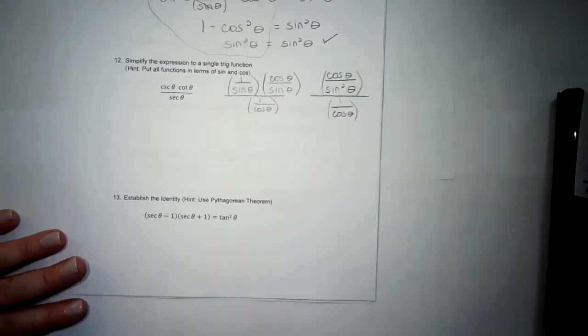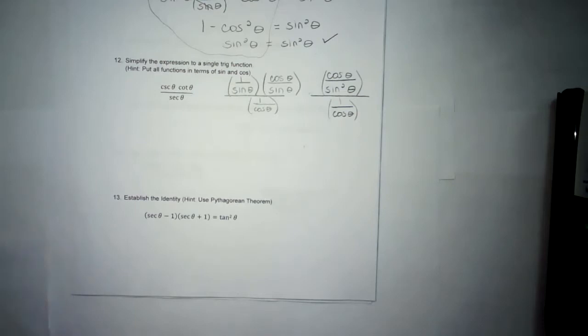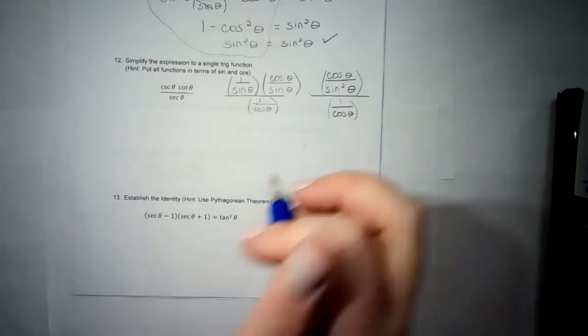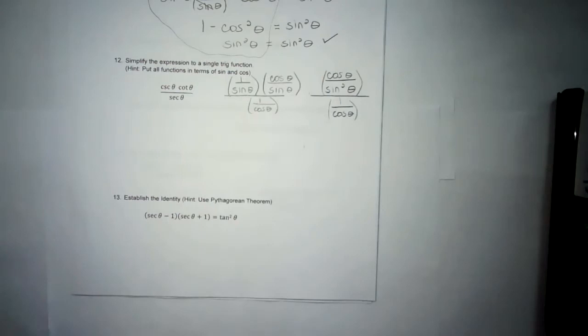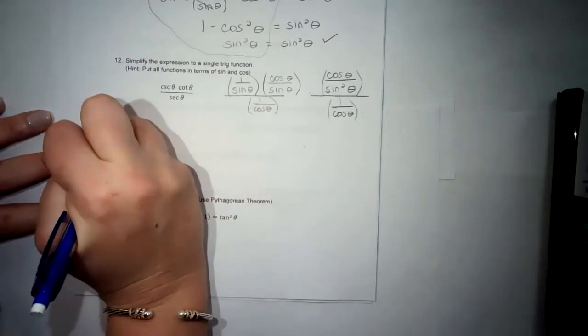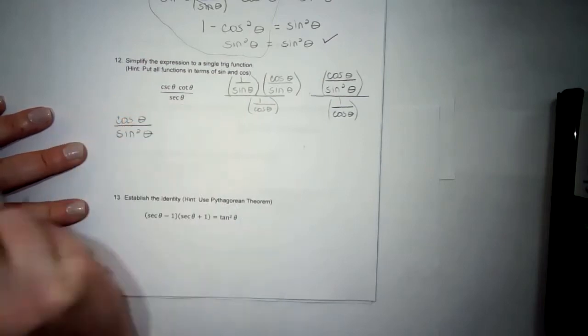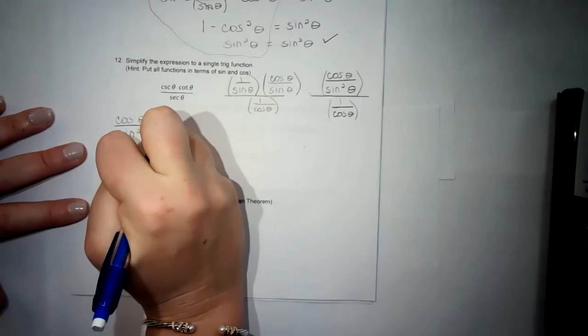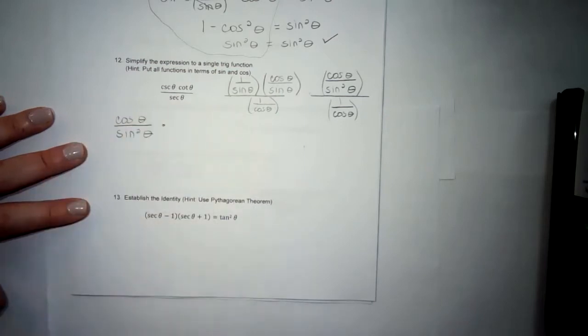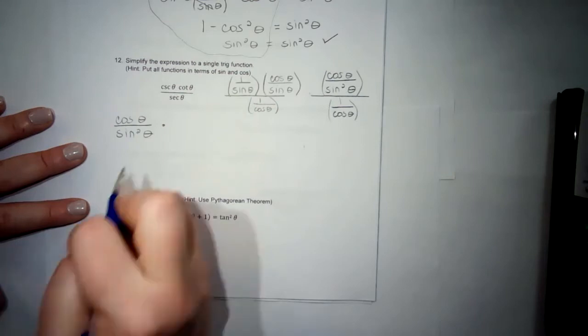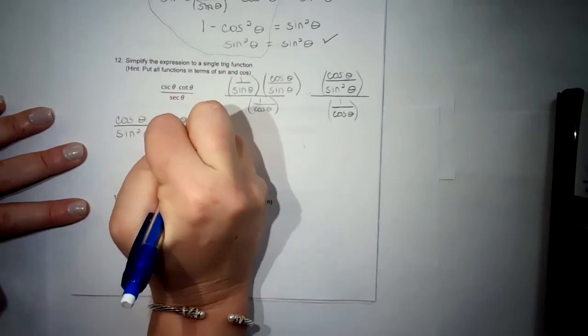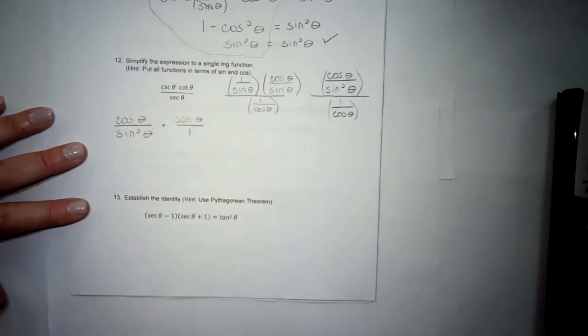Okay. Now, it doesn't give us any more hints, but we're trying to get to one function. So we have this super funky complex fraction. What do we think we should do next? How about keep, change, flip? How about if we make this one chunk? Okay, so let's keep, change, flip. We're going to keep the top just like this. Change to multiplication. We're not going to have 1 over cosine. What are we going to have? Cosine over 1, or just cosine, whatever you like.